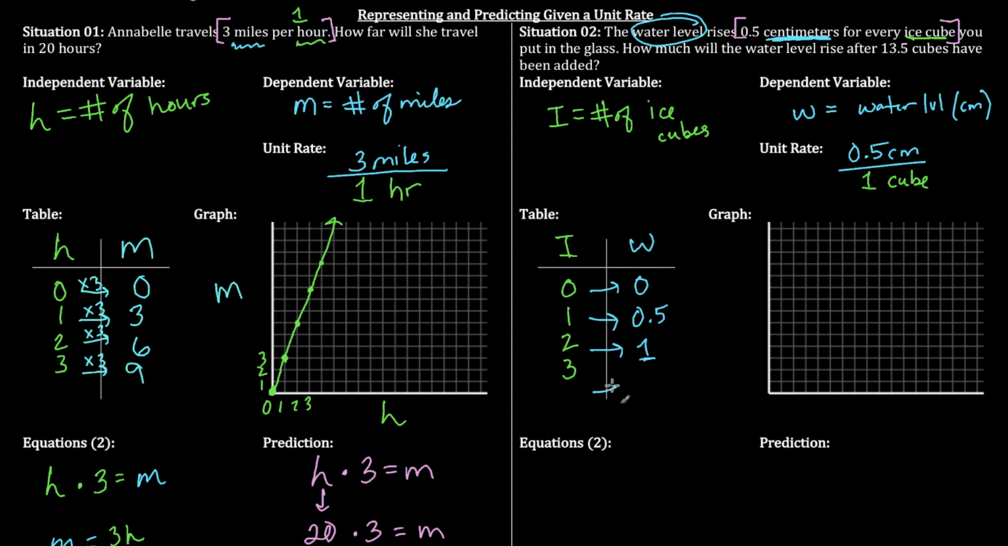If you put 3, it will be 1.5 centimeters. Now, how could you get this if you weren't comfortable counting by half a centimeter? You could always just multiply by 0.5.